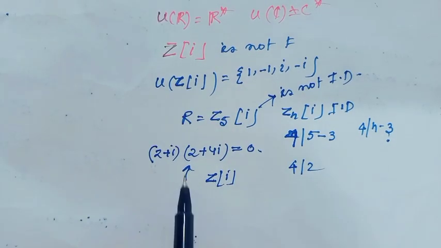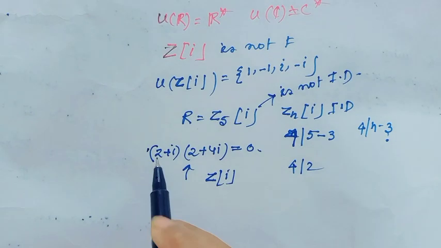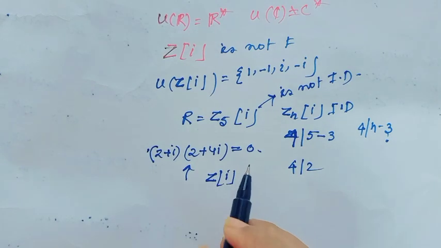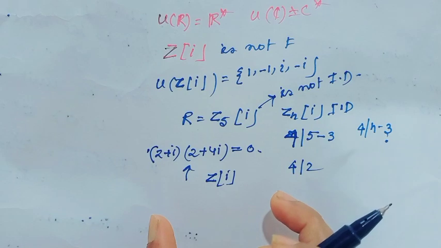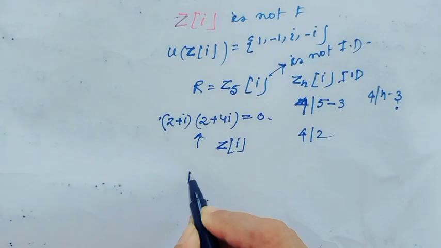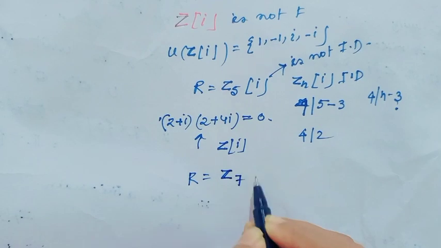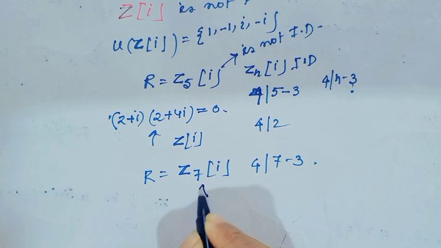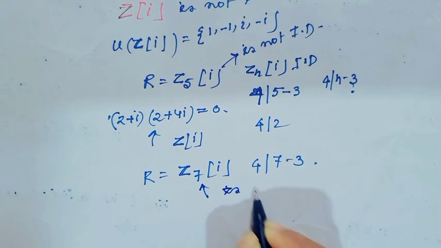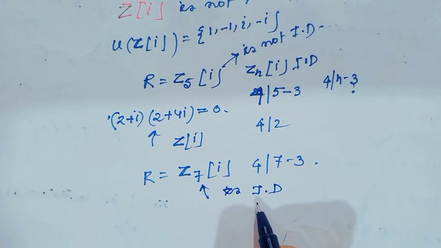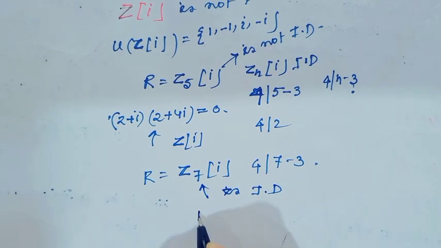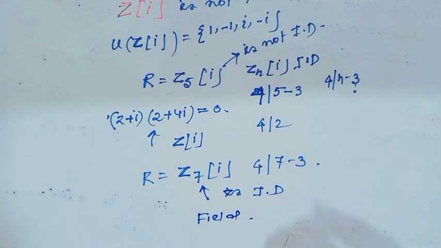Actually this contains zero divisors, because if we consider these two elements, 2 plus i times 2 plus 4i, this is obviously equal to 0. I hope all my viewers have understood this concept. But if we consider Z7[i], then obviously 4 divides 7 minus 3. Z7[i] is an integral domain. Also, here every non-zero element has a multiplicative inverse. So Z7[i] is also a field.